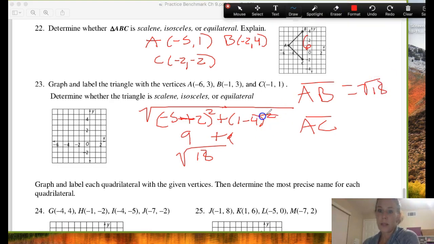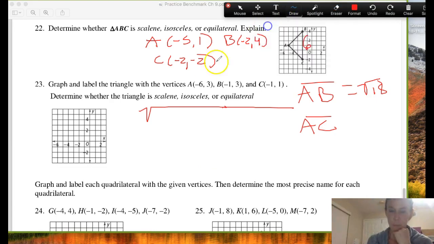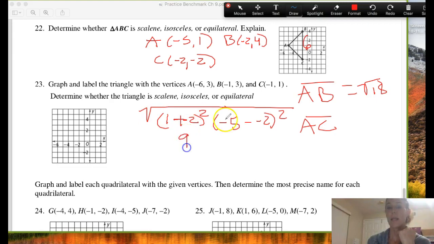Now let's go ahead and do it again for AC and see what we get. From A to C, this length here, we're going to go y minus y, so 1 minus -2, and square that. x minus x, we're going to go -5 minus -2 and square that. This becomes a positive, so 1 plus 2 is 3, 3 squared is 9. This also becomes a positive, it's a double negative, so -5 plus 2 is -3, -3 squared is 9. I forgot to put the add sign there. Square root those, you get the square root of 18, yes.